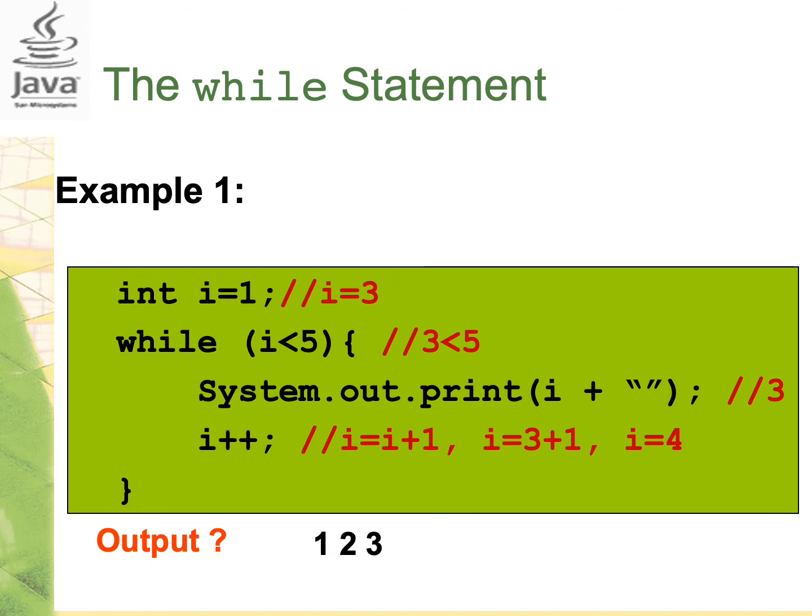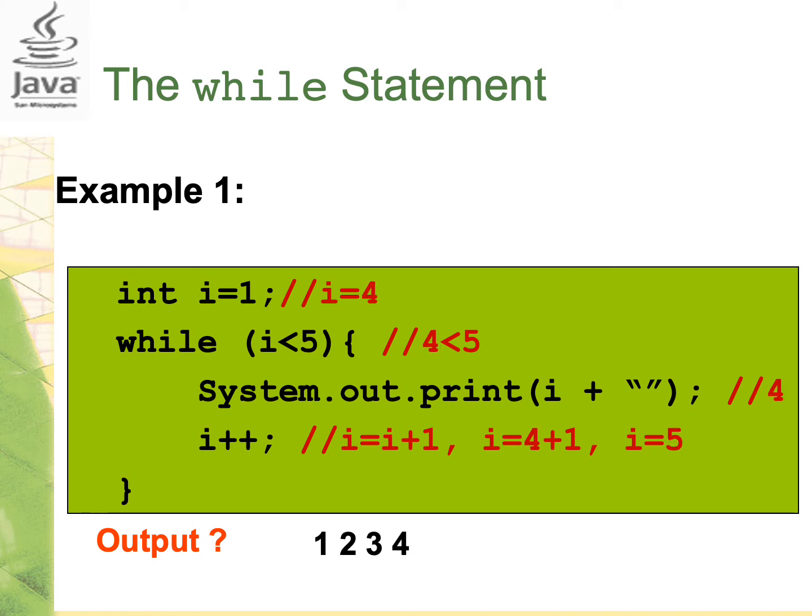The same process continues. It checks, is 3 less than 5? That is true, so it executes the while loop, so it will do System.out.print and display the value of i, which is 3. Then it goes to the next line where we have i++. So i++ increased our value of i by 1, so i now becomes 4.